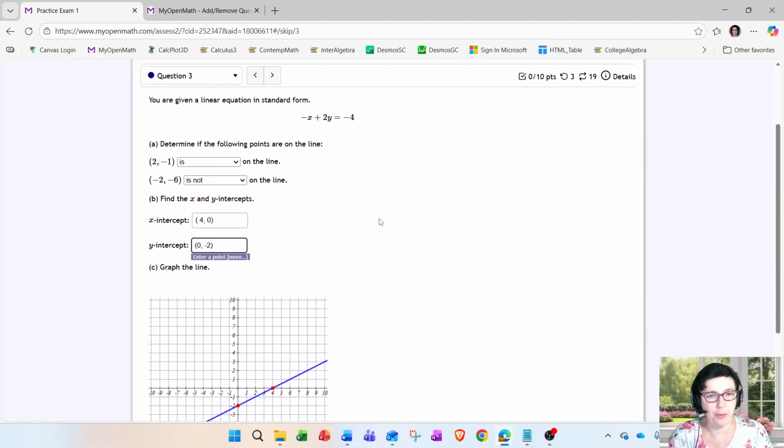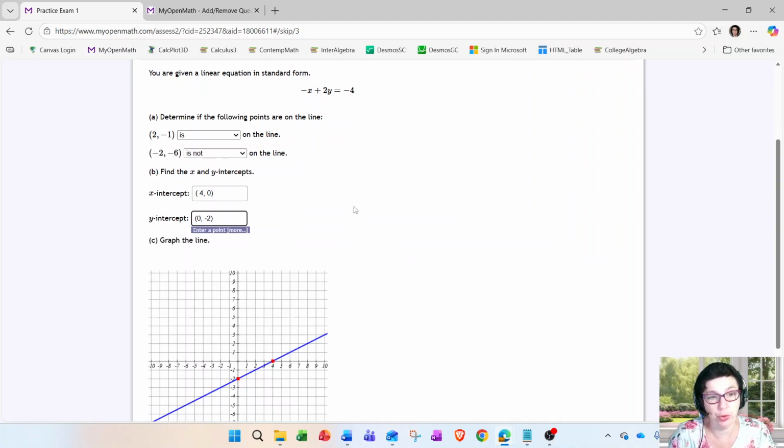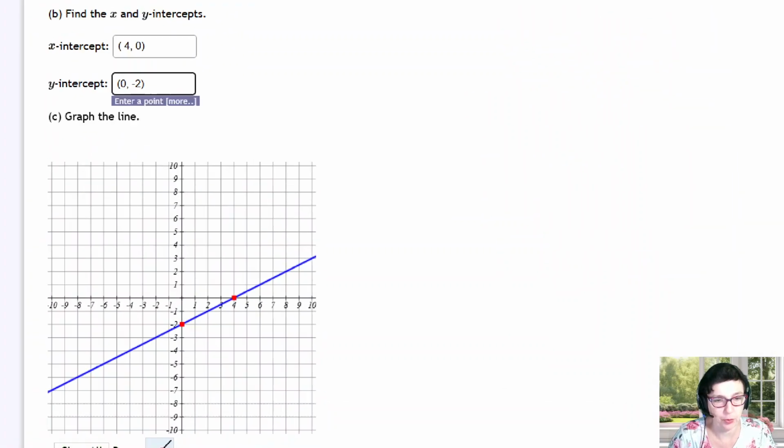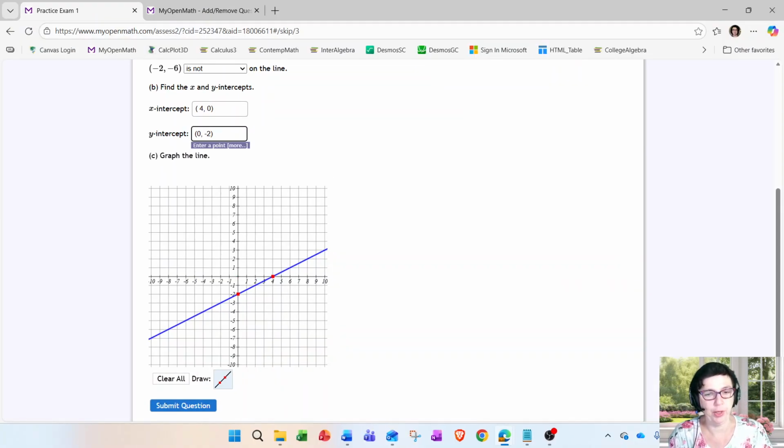But before I submit, I want to go back to what I did in part A. Notice how 2, -1, we said it was on the line. Let's check to see, is it on the line or not? Well, where is 2, -1? So you start at the origin, right? You start over here. You're going to go 2 to the right and 1 down, and you're going to wind up right here. Is that point on the line? Yes. But -2, -6, which would have been over here, that's not on the line. So it looks like we got this right.